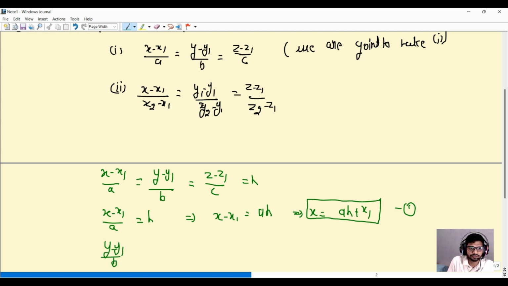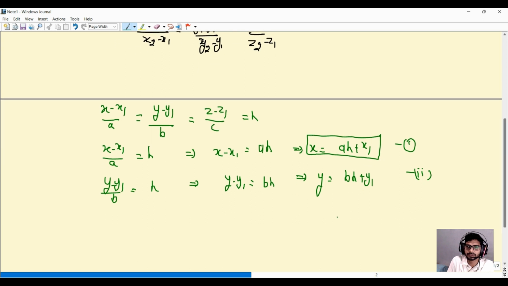From the second, y minus y1 upon b equals lambda. This gives y minus y1 equals b lambda, so y equals b lambda plus y1. This is the second equation. Now the third: z minus z1 upon c equals lambda, which gives z minus z1 equals c lambda, so z equals c lambda plus z1.